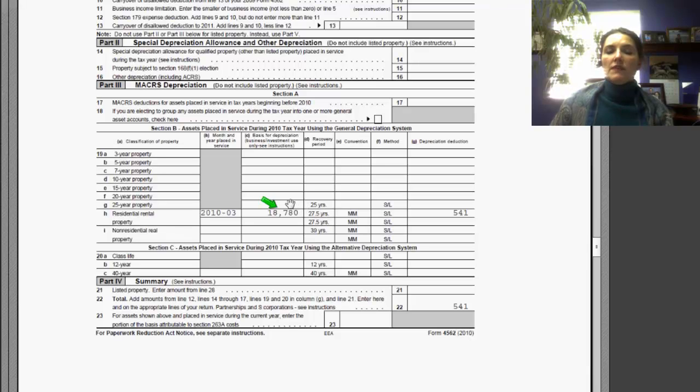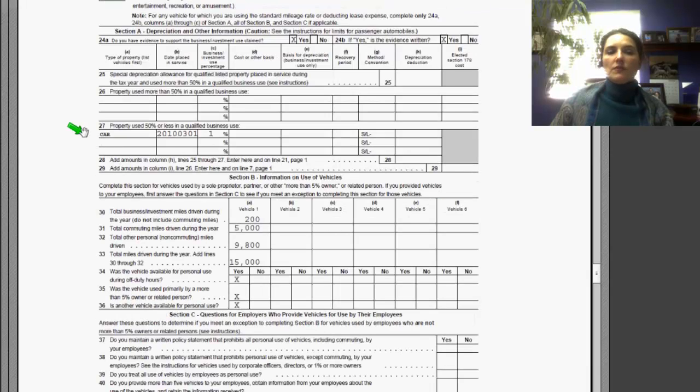Well, we have to multiply the percentage of tenant use by the cost basis of the home. And since the home is 30% business use, we take that adjusted basis in the home and multiply that by 30%. That gives us $18,780. We're going to take $18,780, divide that by 27.5, divide that by 12, multiply that by 9.5 months, and that gives us $541.